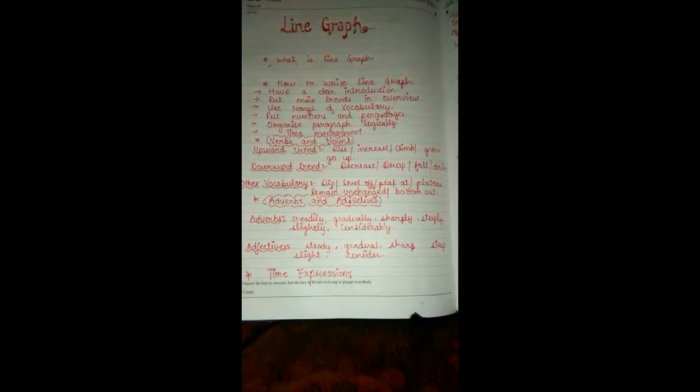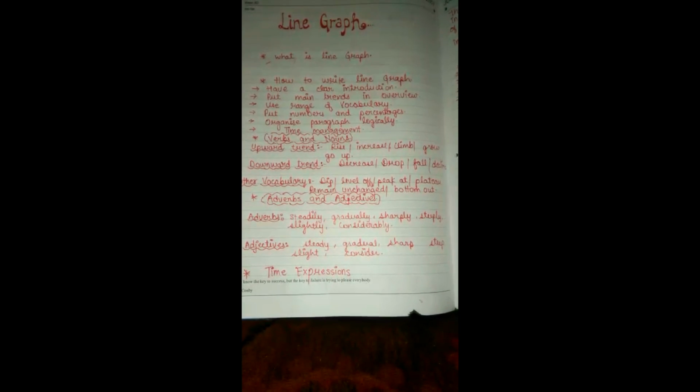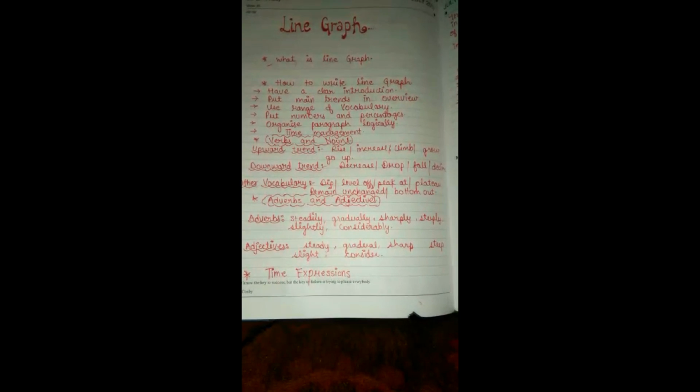The first one is have a clear introduction. Try to include all information from the two axes and the names of the category. You have to give the clear and full information so that the examiner can get it right, that what you wanna say.